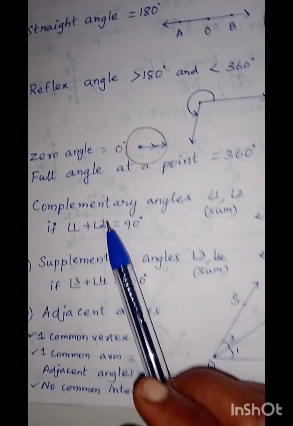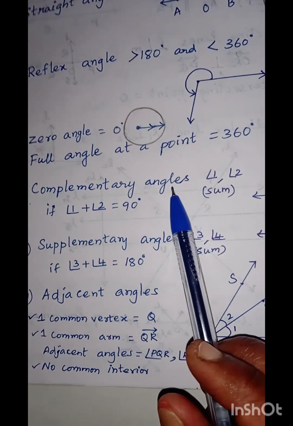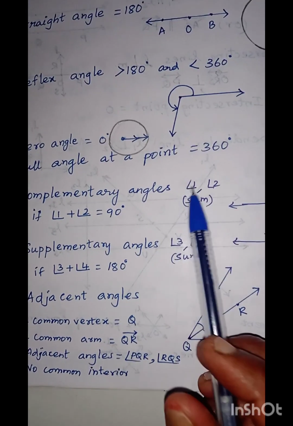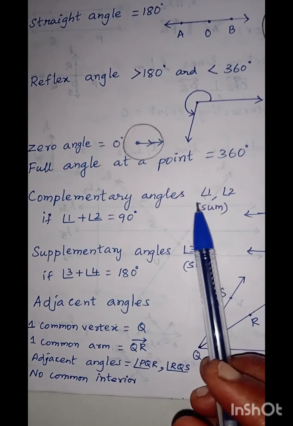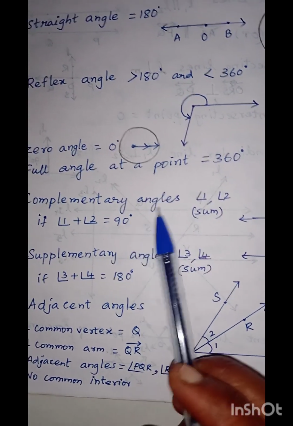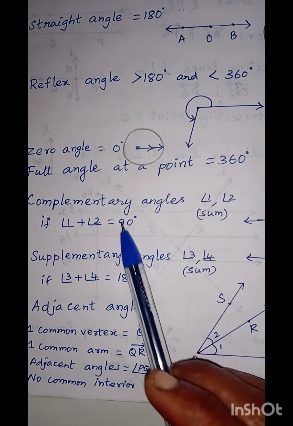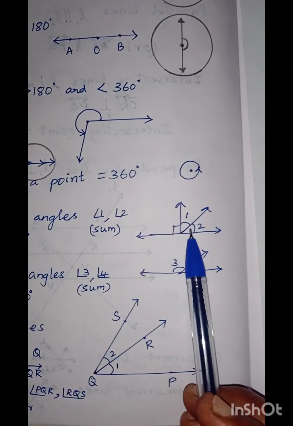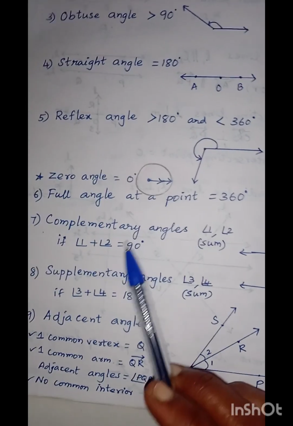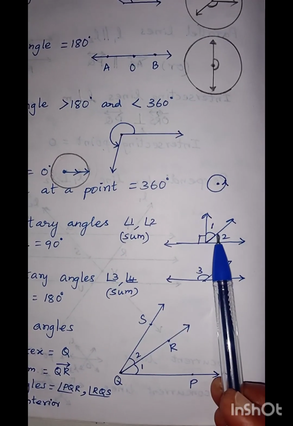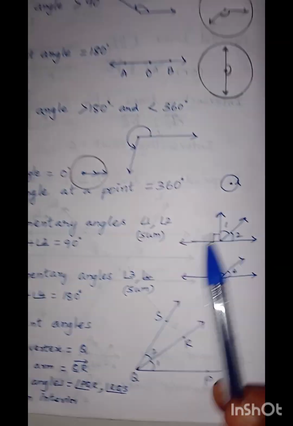Next, we can come to complementary angles. If the sum of any two angles is 90 degree, then these two angles, angle 1 and 2, are called complementary angles. The sum should be 90 degree. Okay. These two angles are called complementary angles if the sum of these two angles is 90 degree.